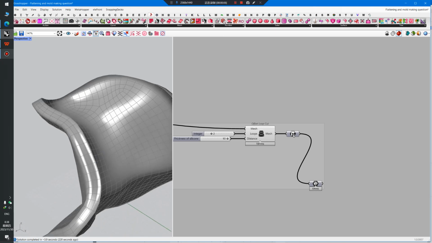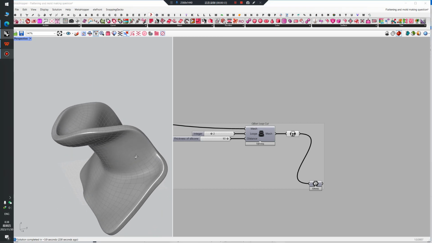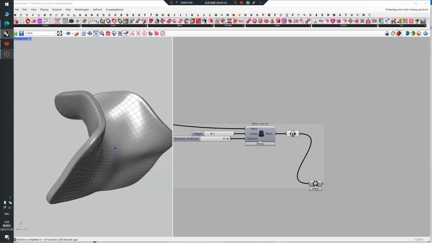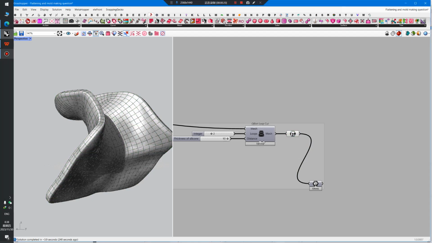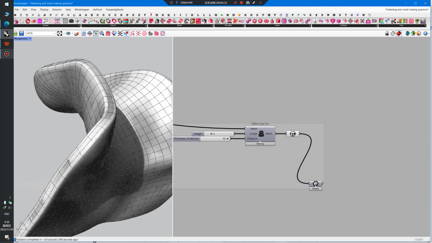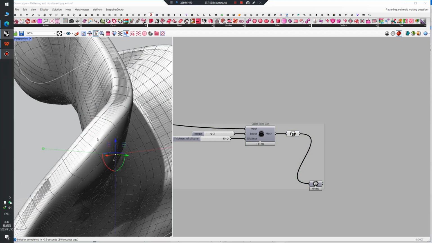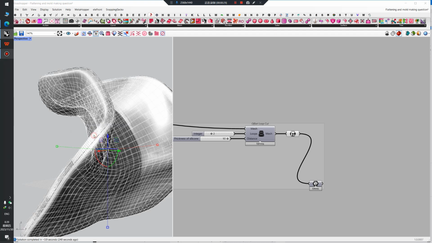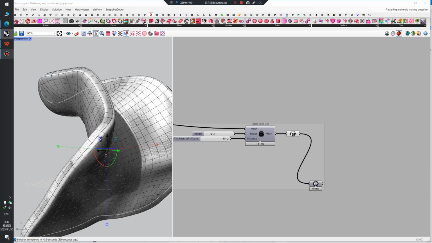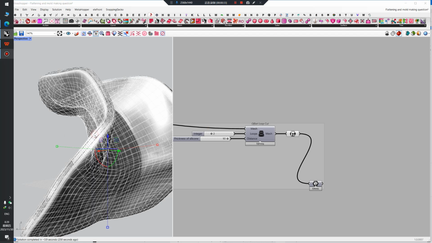So you have a subd here, and we break it and get the subd line here. 1, 2. So we have two curves.